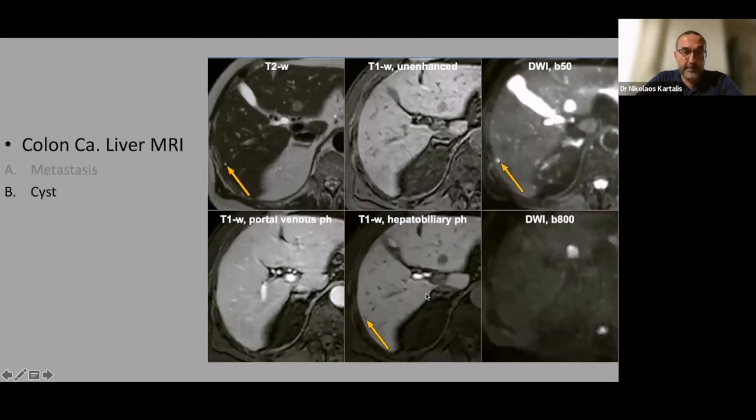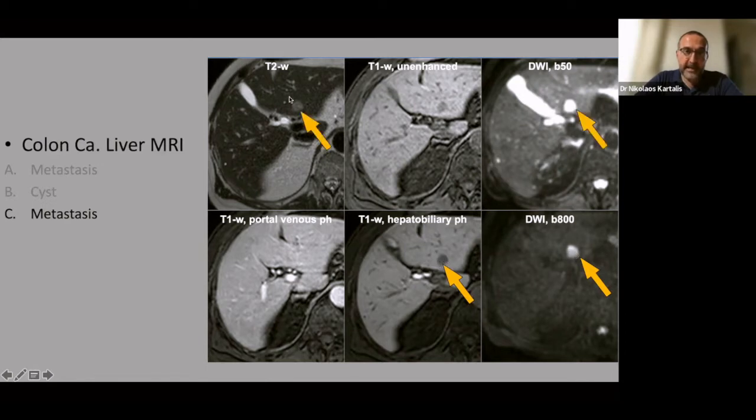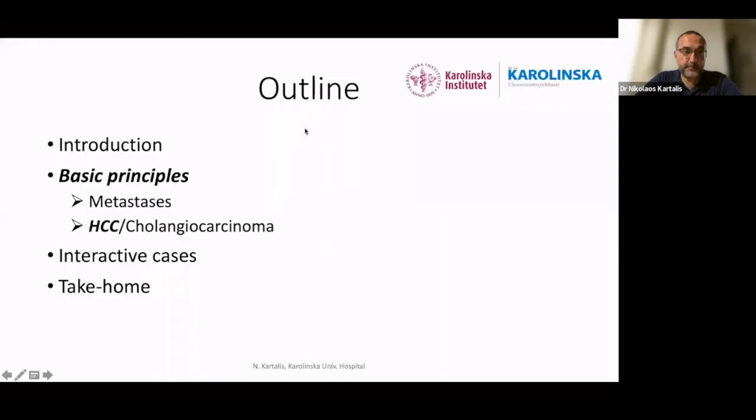So we often go to the MR, and we can see with MR that this small lesion is just a cyst with a high signal intensity on T2, seen on B50, disappearing on B800, and of course, no hepatobiliary function. And in the same image, as you see, we have another metastasis with impeded diffusion, no uptake in the hepatobiliary phase, and slightly hyperintense on T2.